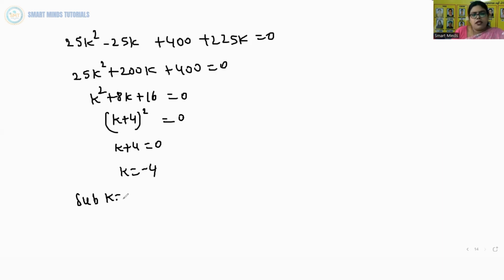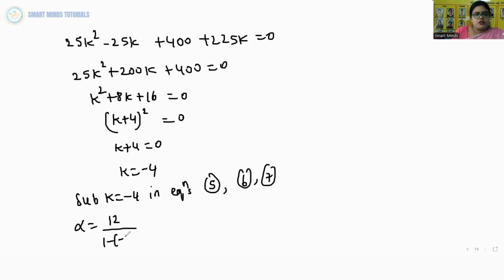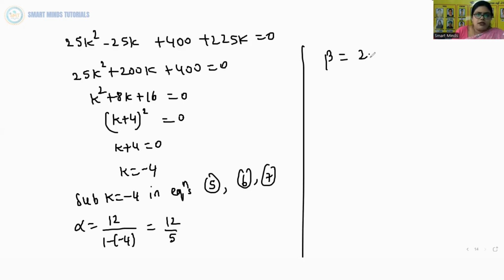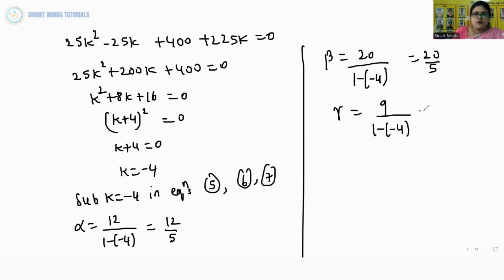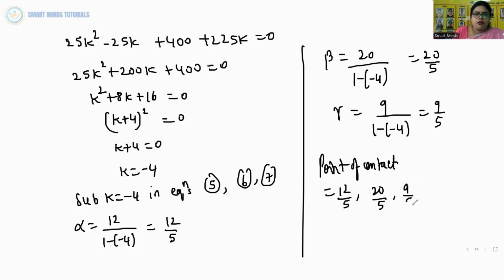Now substituting k is equal to minus 4 in the three equations, that is 5, 6 and 7, you will get alpha, beta, gamma values. So alpha is 12 by 1 minus of minus 4, that is 12 by 5. And beta is 20 by 1 minus of minus 4, that is 20 by 5. And gamma is 9 by 1 minus of minus 4, that is 9 by 5. So what is the point of contact we got? So point of contact is 12 by 5, 20 by 5 and 9 by 5. This is what we had to find out.